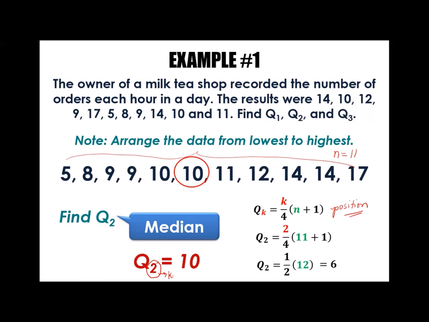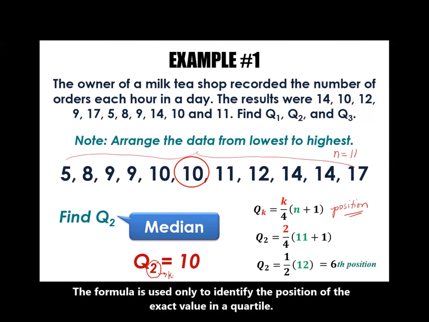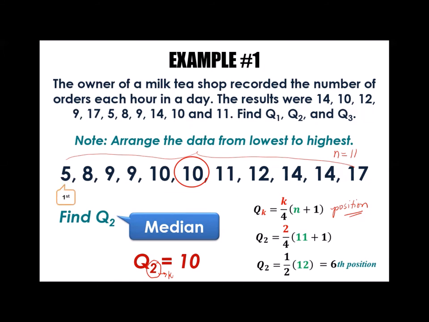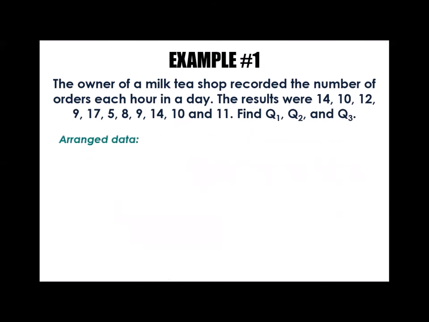Bakit ganun, ma'am? Ang nakuha nating sagot ay 6. Pero ang sinasabi natin kanina, the value of Q sub 2 is equal to 10. Because 6 here pertains to the exact position. Pang-anim na number ang ating pinag-uusapan. So let's go back to our data set. Our first is 5, second, third, fourth, fifth, and 6. So as you can notice, our Q sub 2 is really 10. Okay, so I hope that is very clear with everyone. Let's now proceed on the next item.